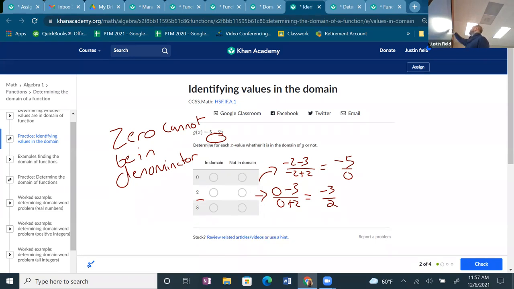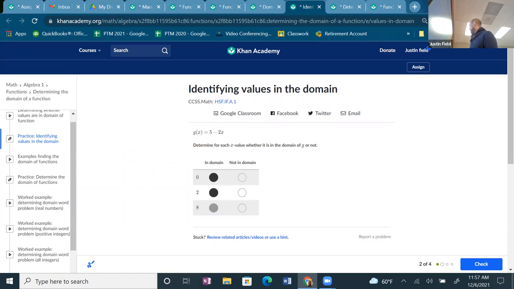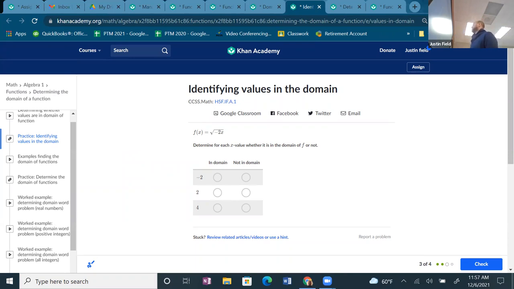Now we better do this one too. Does this one have a denominator? No. Does it have a square root sign? No. Is there any number I can't substitute? No. All right, they're all gonna work. Aha. This one has a square root sign. And what have I been saying this whole time? You can't square root a negative.